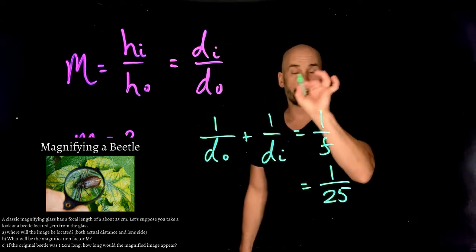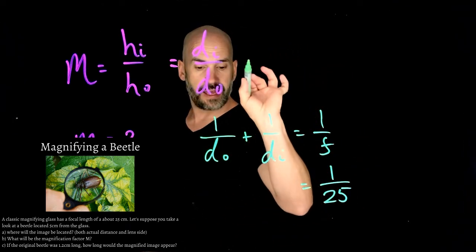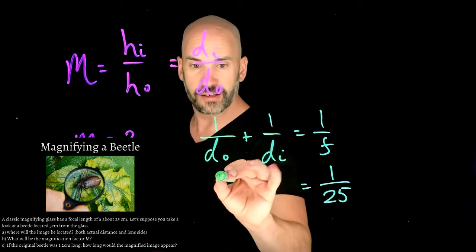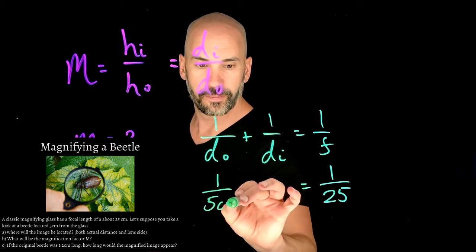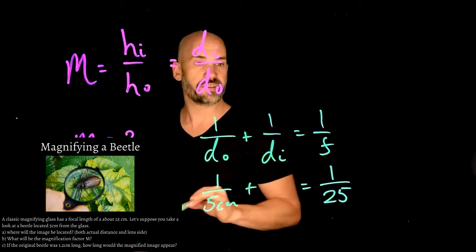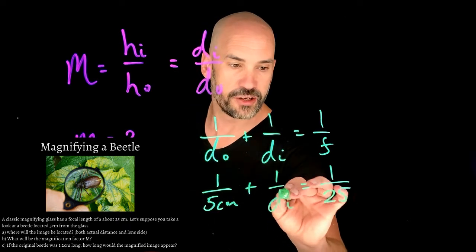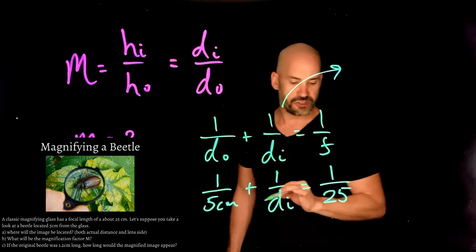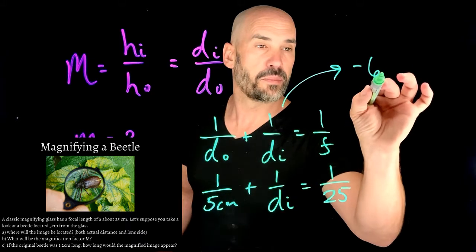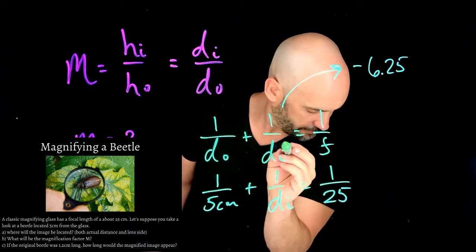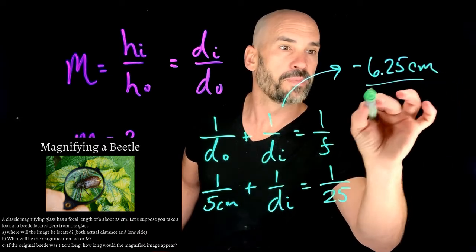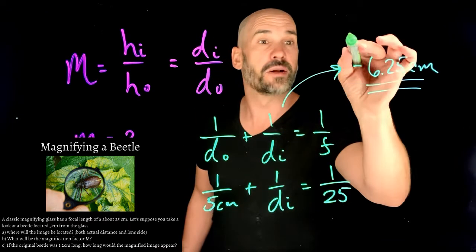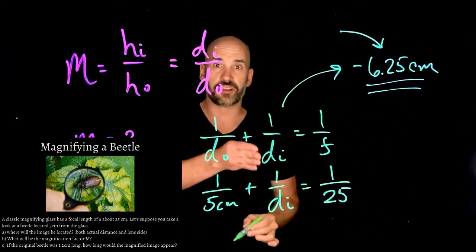So we know that is a converging lens because that's positive. We also know that the beetle is located 5 centimeters from the magnifying glass, and we want to find out the image location. If I put this in my calculator, I get an image location of negative 6.25 centimeters. What does that negative tell us? The negative is the sign convention that tells us this is going to be a virtual image and that it's actually going to be on the left side.